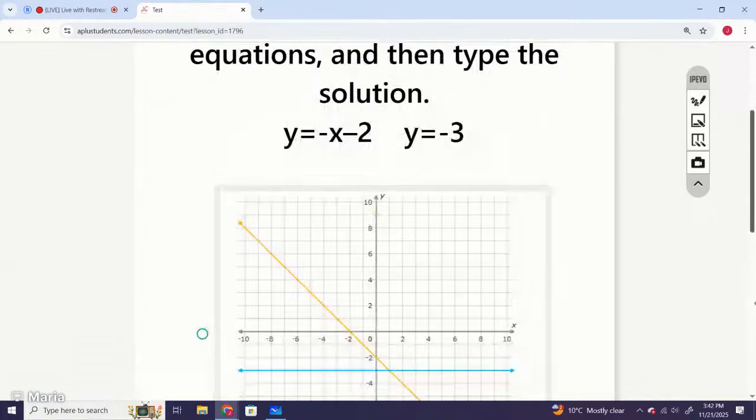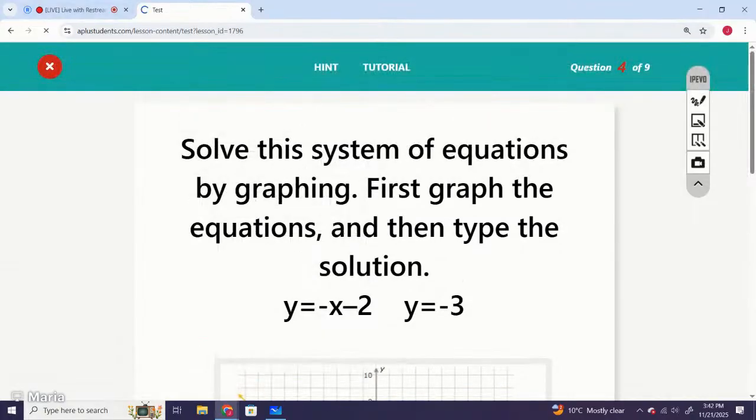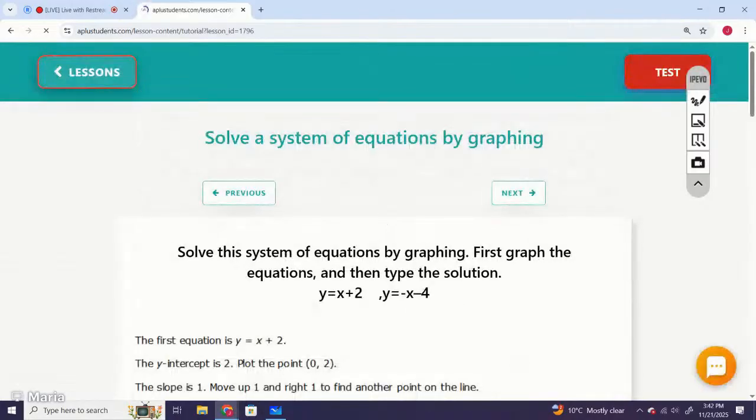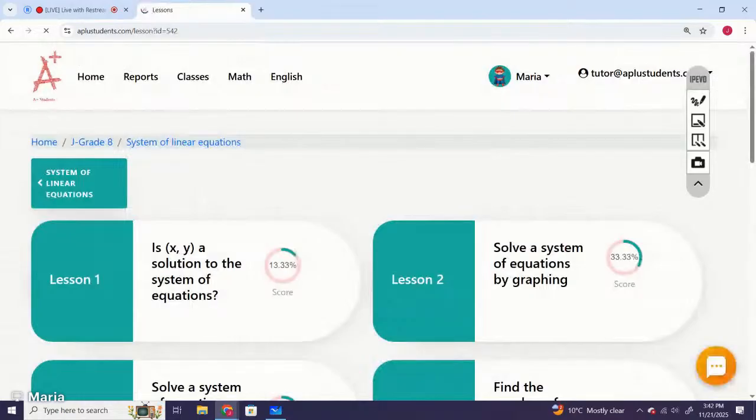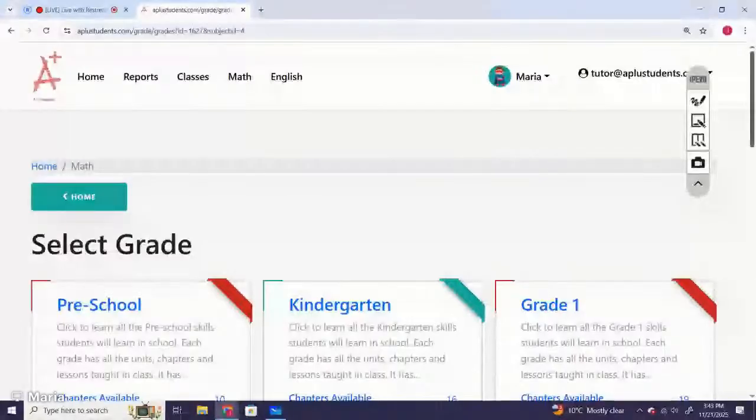Okay, you can complete the lesson by yourself later today. In the grade 8 math chapter, we are working on systems of equations. The lessons we have covered today are: is (x, y) a solution to the system of equations, and solve a system of equations by graphing. So please make sure to complete them before the next session.